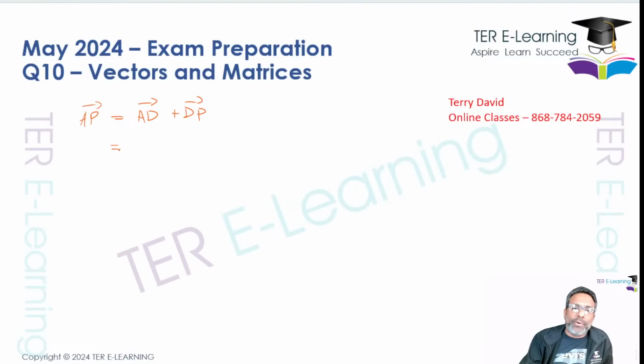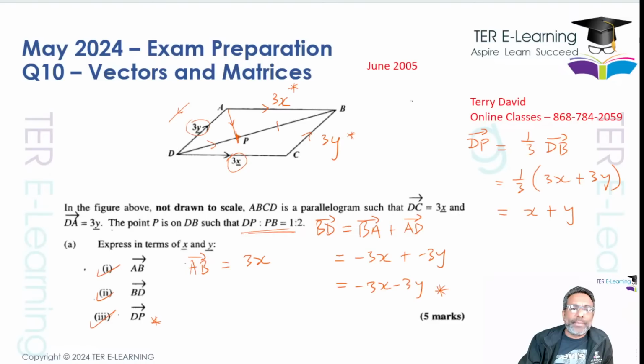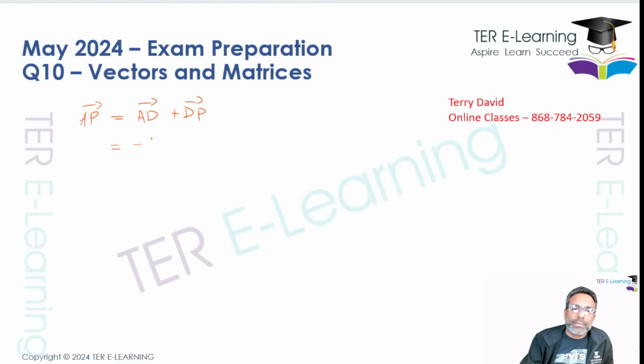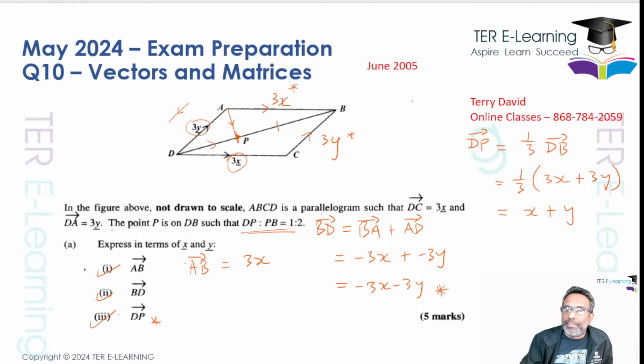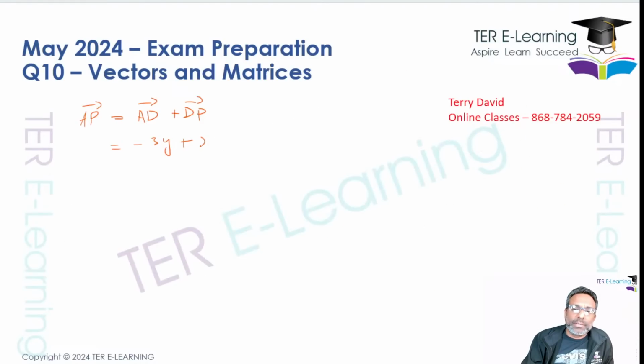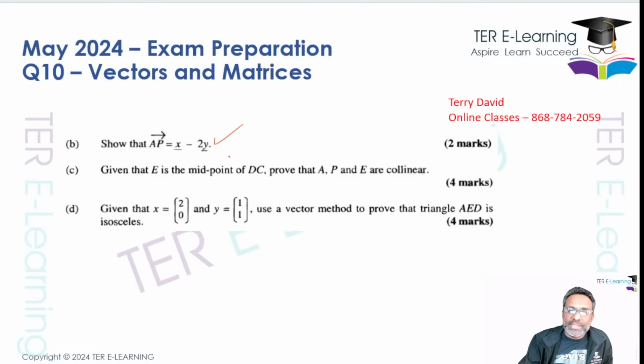Now AD is minus 3y plus DP. We just worked out DP there, we got x plus y. So when I work this out, this is going to be x minus 3y plus y, which is minus 2y. Let's hope that was the correct answer. Yeah, so we got the same answer here, x minus 2y.